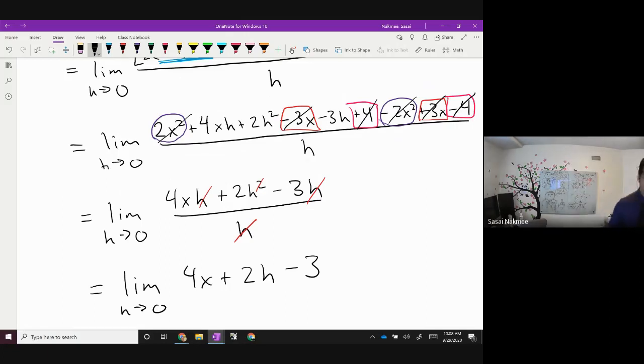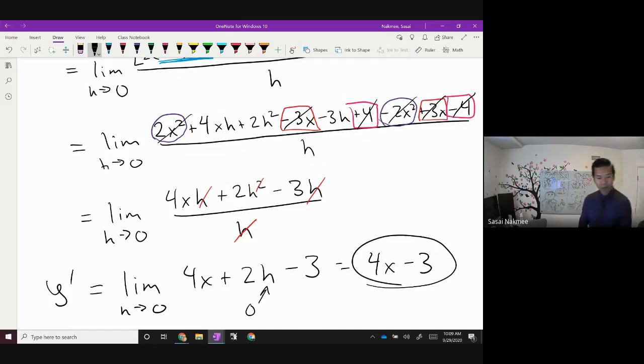Can I evaluate this now? There's no derivative. There's no denominator now, right? I can directly substitute in 0 for h now, can't I? There's only one place to plug in 0 for h, which is right here. I can plug in 0 there now. And this limit will simplify out to be equal to 4x minus 3. This whole thing is what the derivative is equal to. 4x minus 3. That's your derivative.